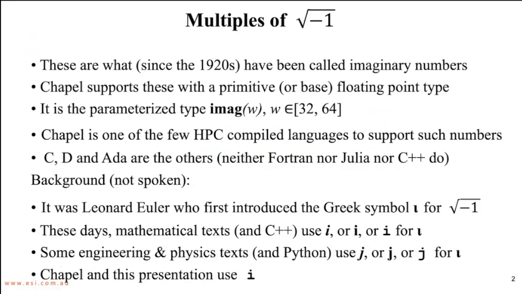Let's talk about multiples of the square root of -1, or i to its friends. These are what, since the 1920s, have been called imaginary numbers. Chapel supports them with a primitive or base floating point type. This is the parameterized type imag(w). Chapel is one of the few high-performance computing compiled languages to do so. C, D and Ada are the others.